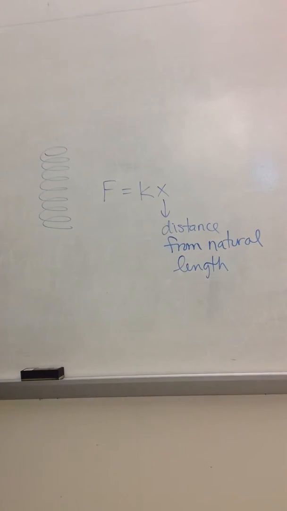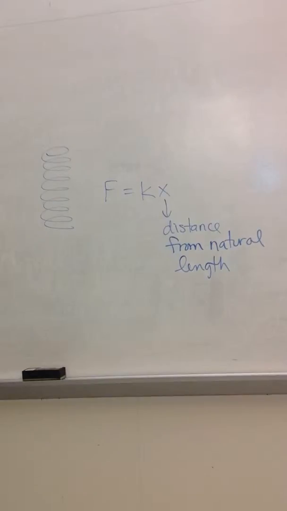So every spring would have its own constant. Some springs are really tight and it would take a lot of force to pull or push it. Some, like a slinky, wouldn't take much at all, so the constant varies according to your spring.